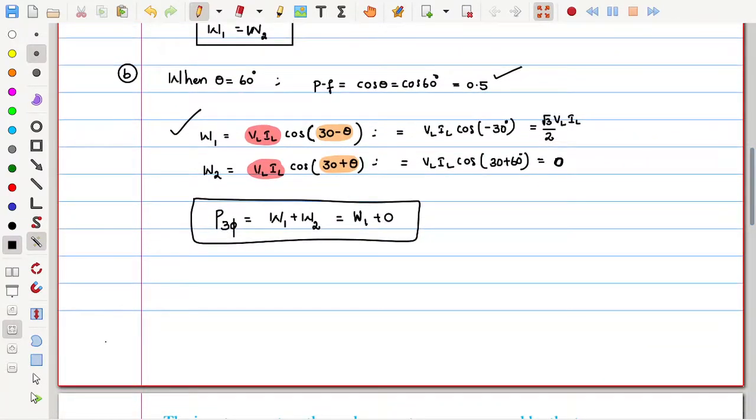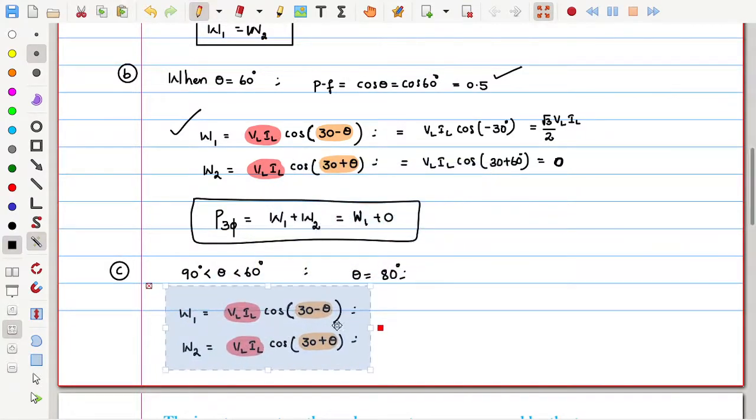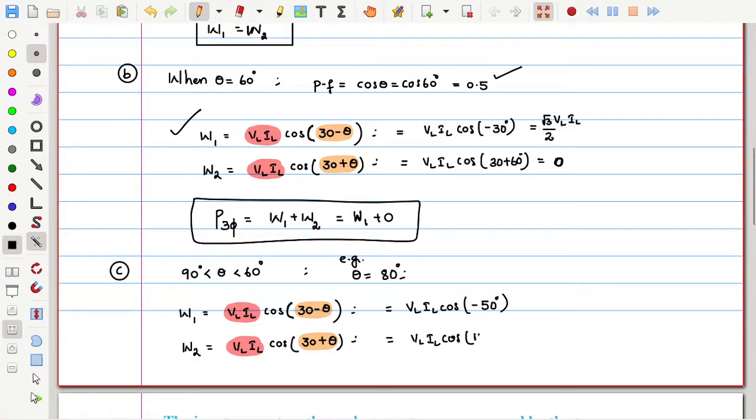Next, let us see another case: if theta is between 60 and 90, greater than 60 but less than 90, then what happens? Can you imagine that? What happens? Just take some value randomly as theta, let us say 80 degrees, and cross verify what we get for W1 and what the value of W2 will be. For example, if theta is equal to 80, W1 is VL IL cos of 80 minus 30, which is 50, and the other is VL IL cos of 80 plus 30, which is 110. So cos above 90 degrees will give us which value?